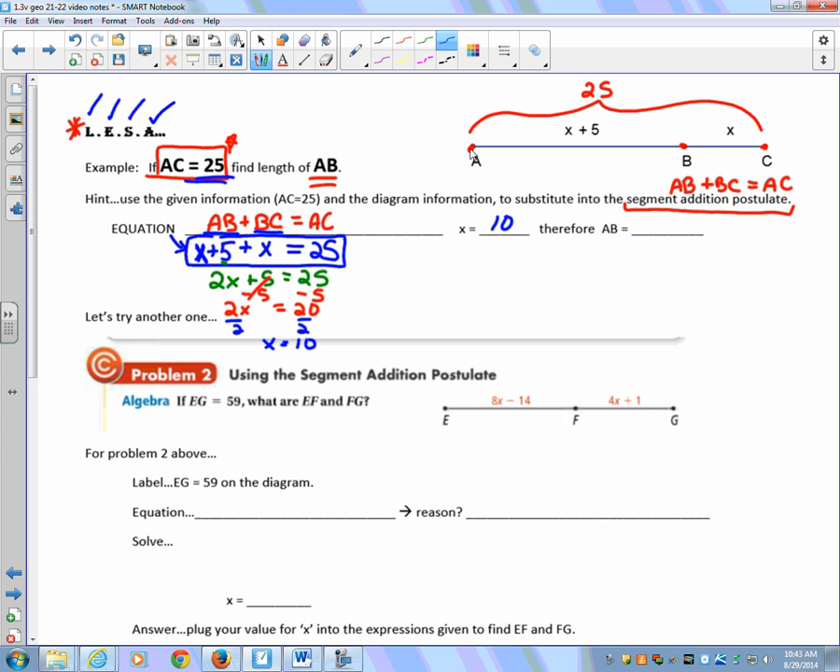AB, therefore, which is labeled as x plus 5, when we plug in the 10 for x, we get AB equals 10 plus 5, or 15.